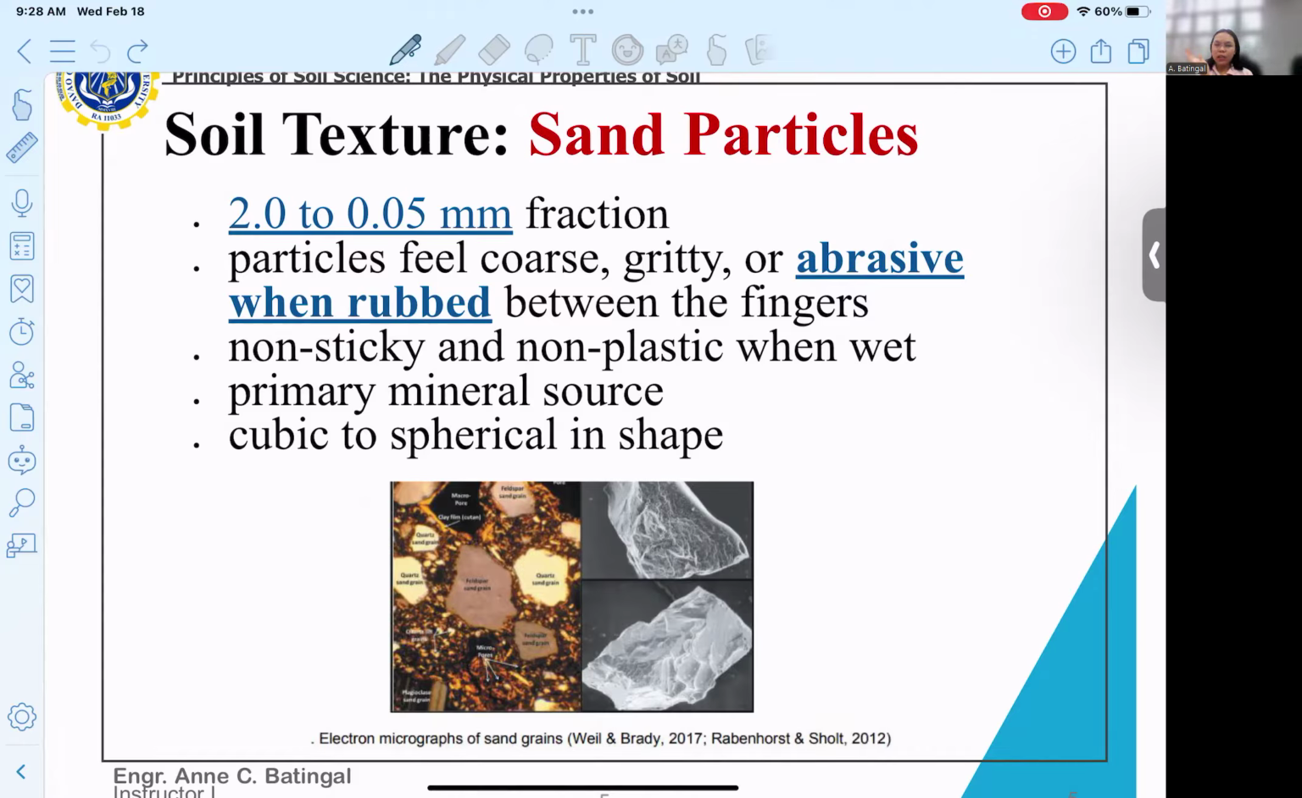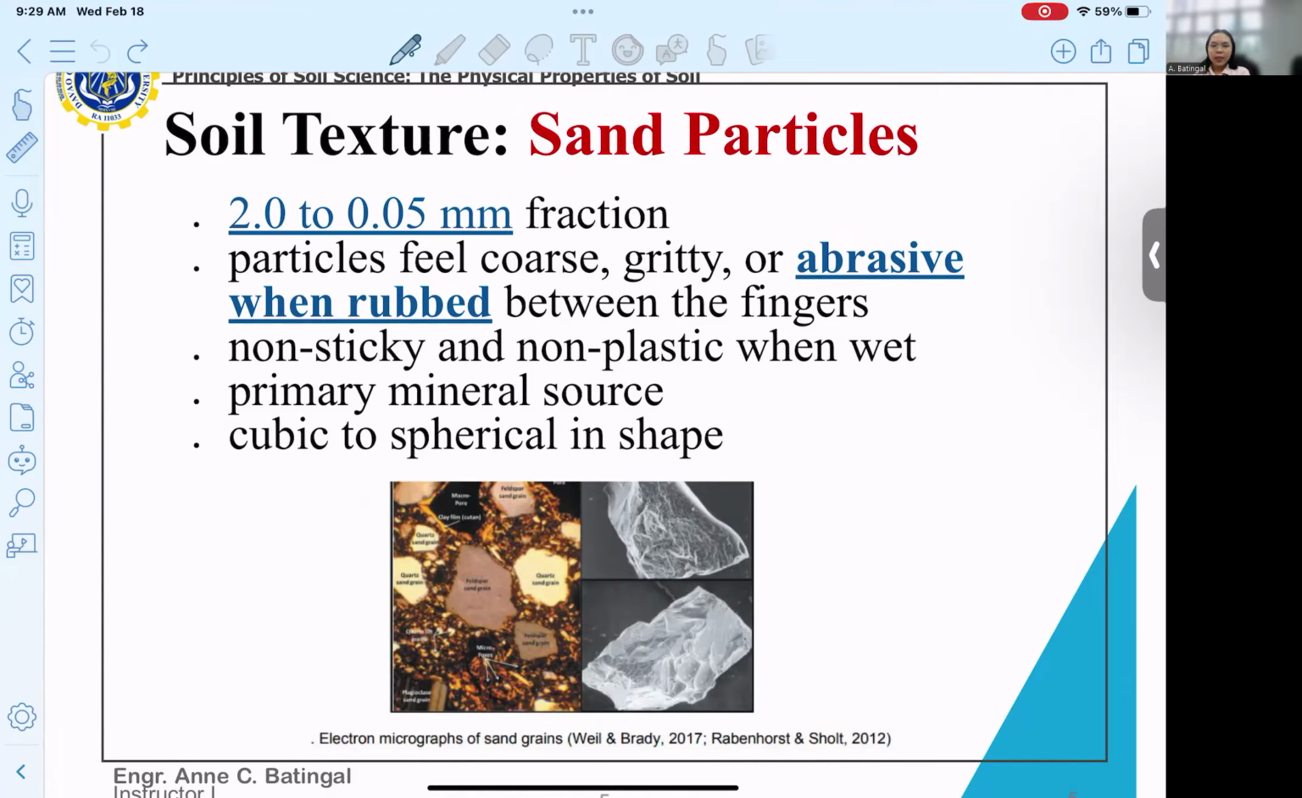2 millimeters. So your sand particles can be seen through your naked eye kasi pag 2 millimeters, wala kay ruler around. Kamay, medyo, it's not that small compared to your clay. So sand particles are characterized to be coarse, gritty, or abrasive when rubbed between your fingers. So I'm pretty sure that all of you have felt sand particles like sa mga dagat or sa mga construction. So when you rub sand particles in your fingers, hapnot siya or it feels abrasive.